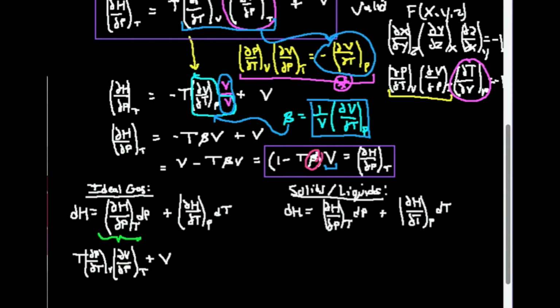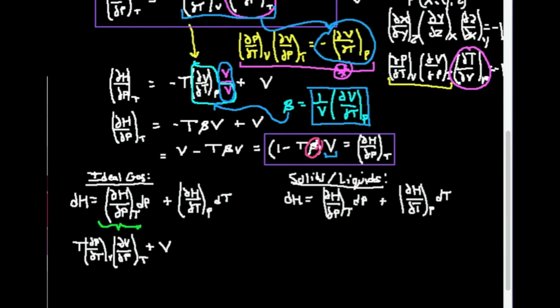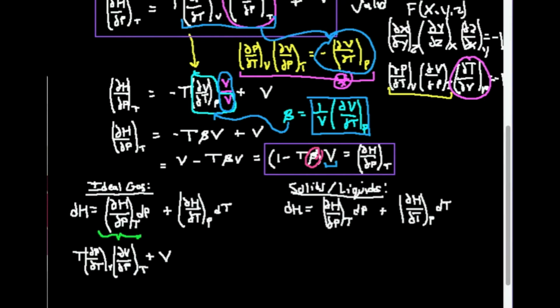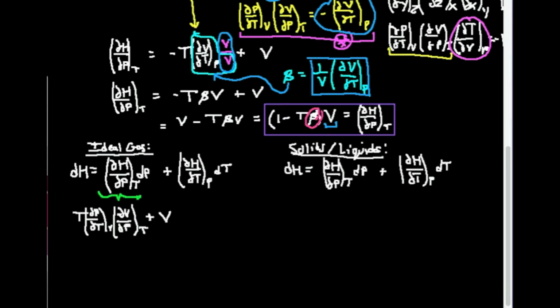Okay, now just remember what we had originally for this partial of H with respect to P at constant T. If we go back up just to remind ourselves, it was T times the partial of P with respect to T at constant V times the partial of V with respect to P at constant T plus V. So I just take that down here, and I want to do that for an ideal gas. Now remember, an ideal gas is PV equals nRT. This is your equation of state. For this first partial derivative, I want to use the form P is nRT over V.